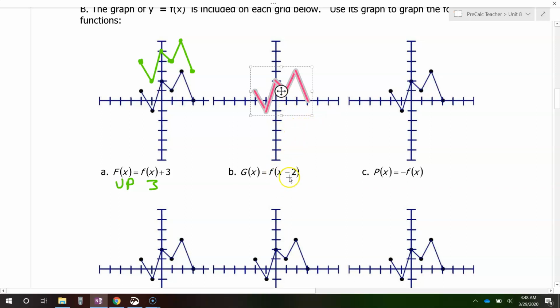So this one is going to be to the left 2. So I should be able to just move this whole thing to the left 1, 2. All right, and that's it. We just move it to the left 2.